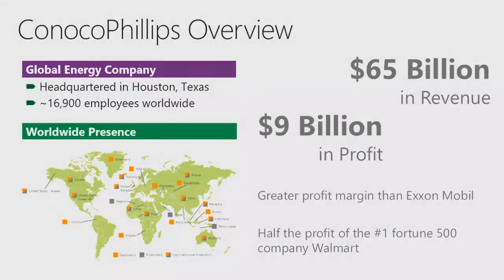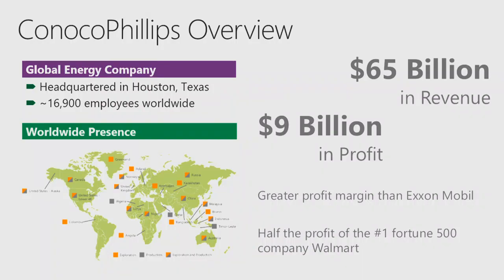Okay. So here's kind of an overview of us. We're headquartered in Houston, Texas. As Oscar pointed out, I live in Bartlesville, Oklahoma, which is kind of the IT hub for ConocoPhillips, a little town of about 40,000 people. 17,000 employees worldwide. Remember, we just transitioned, so we were quite a bit larger. Now, as we transitioned into the two, we kind of went down.